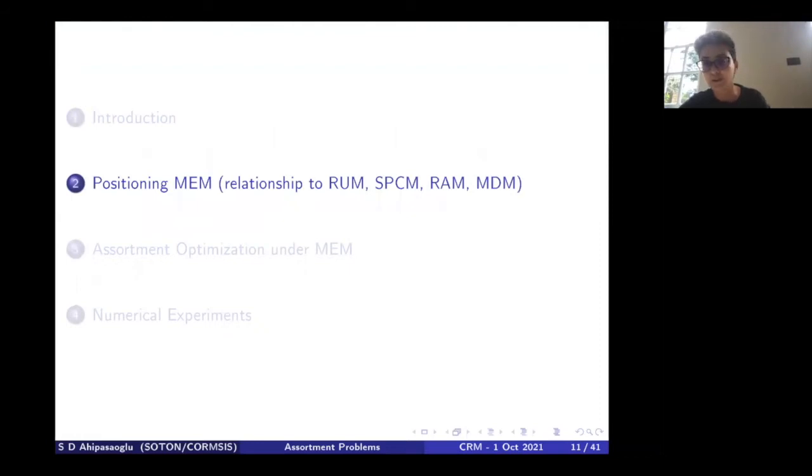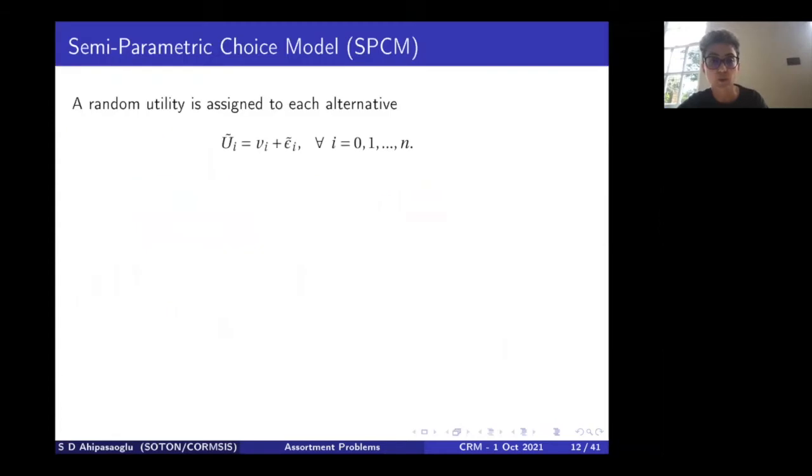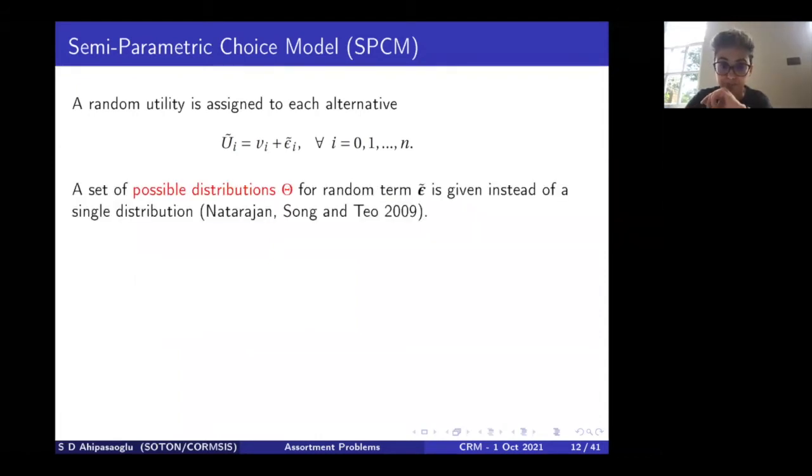So what I will now introduce is the choice model that we are interested in, and that belongs to the family of semiparametric choice models. Again, we are going to assume that the utility of each alternative is random with two additive components. But in this case, we're not going to specify which distribution the epsilon i's follow, but we're just going to give a possible set of distributions. And this is where the DRO connection comes in.